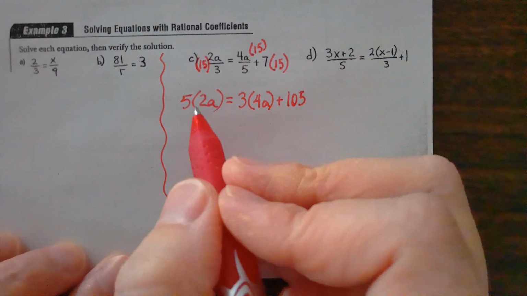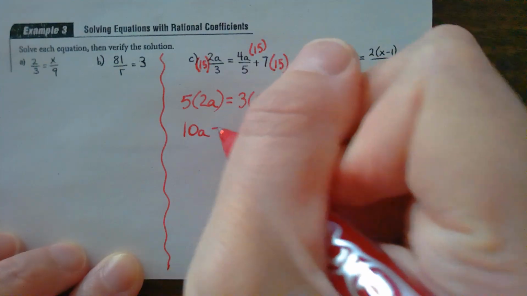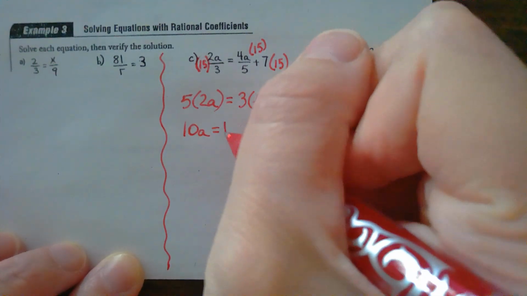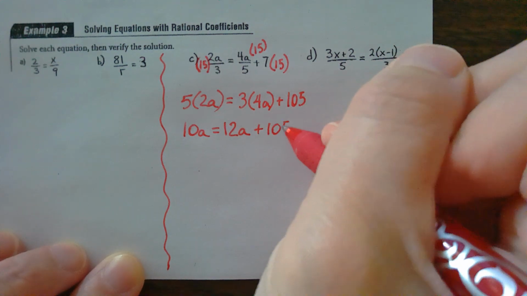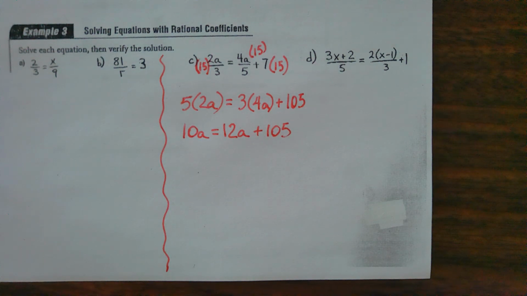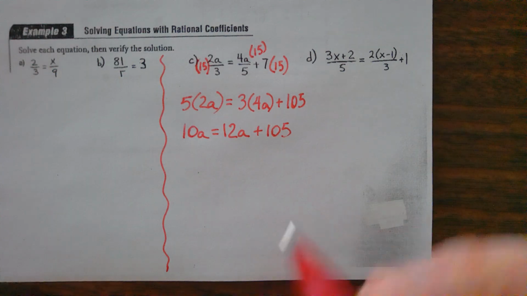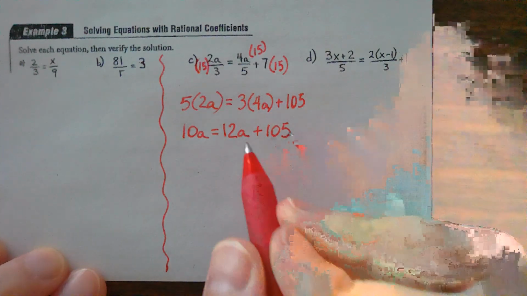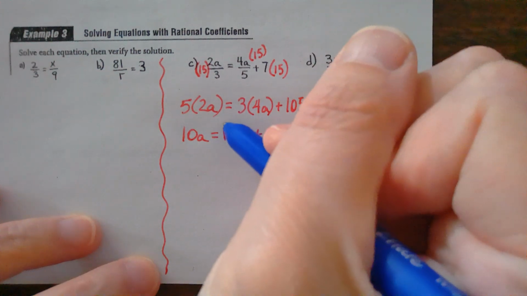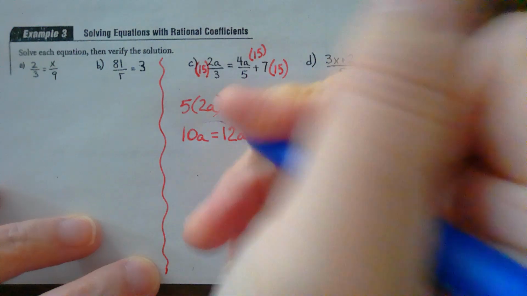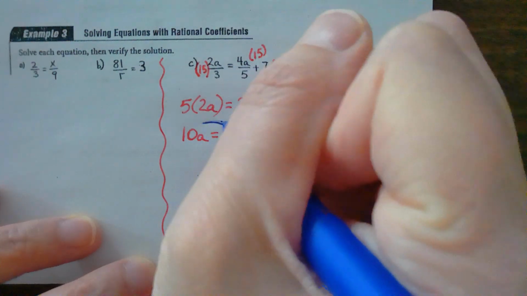So now 5 times 2a, I know is just 10a. 3 times 4a is 12a. And then 105 is still 105. So now this question looks like our warm-up question from the beginning. I'm going to move the 12a over to the left side. Okay, let's move it over.